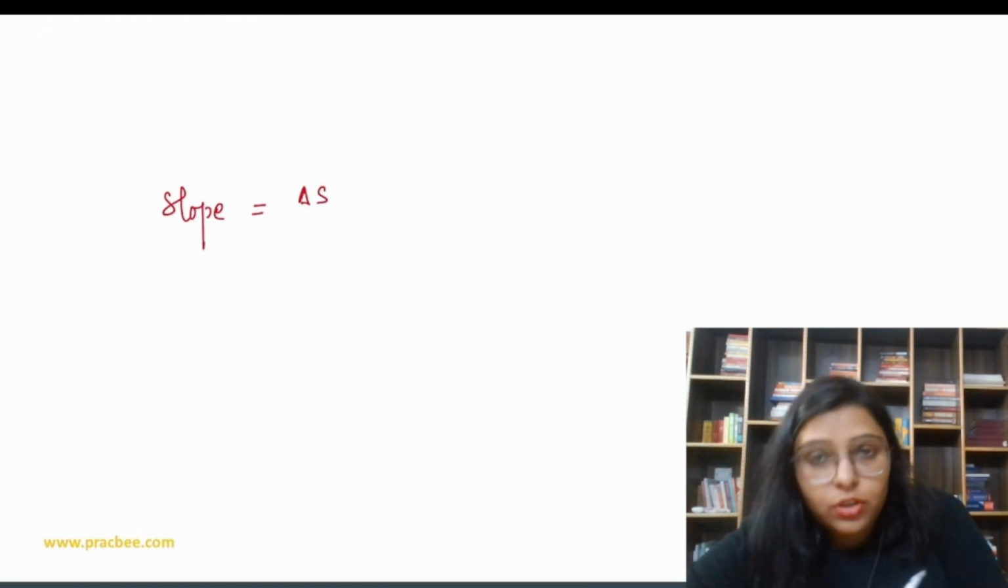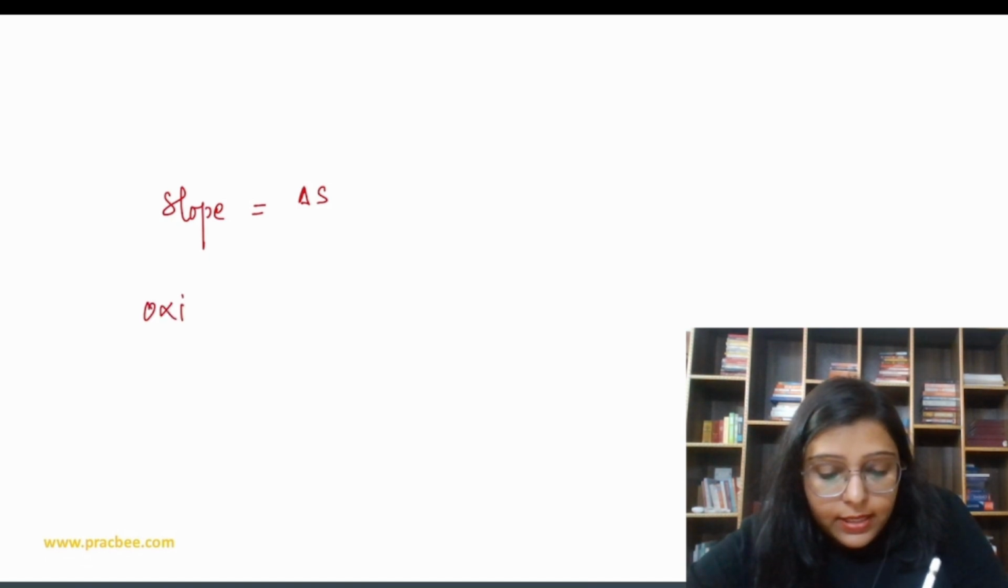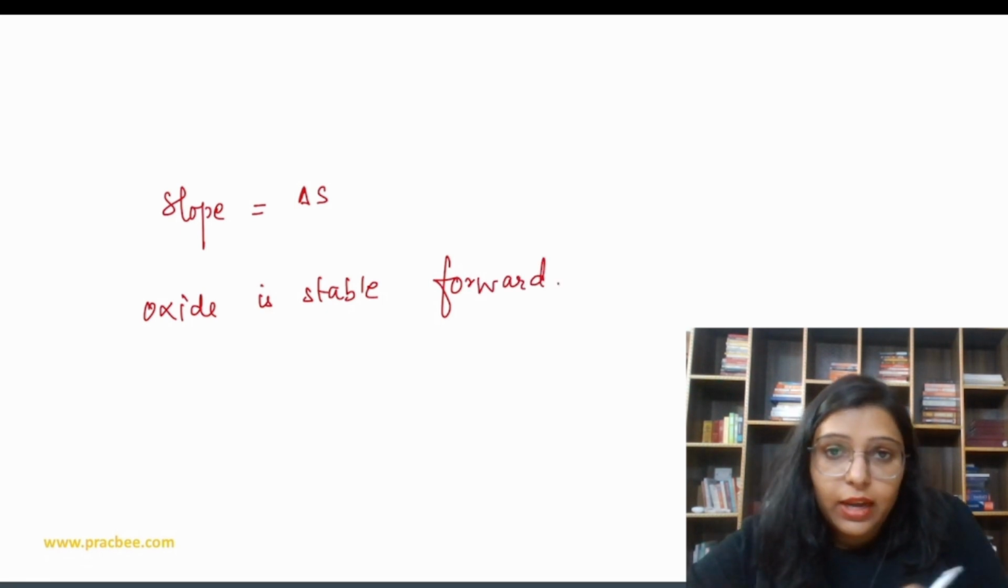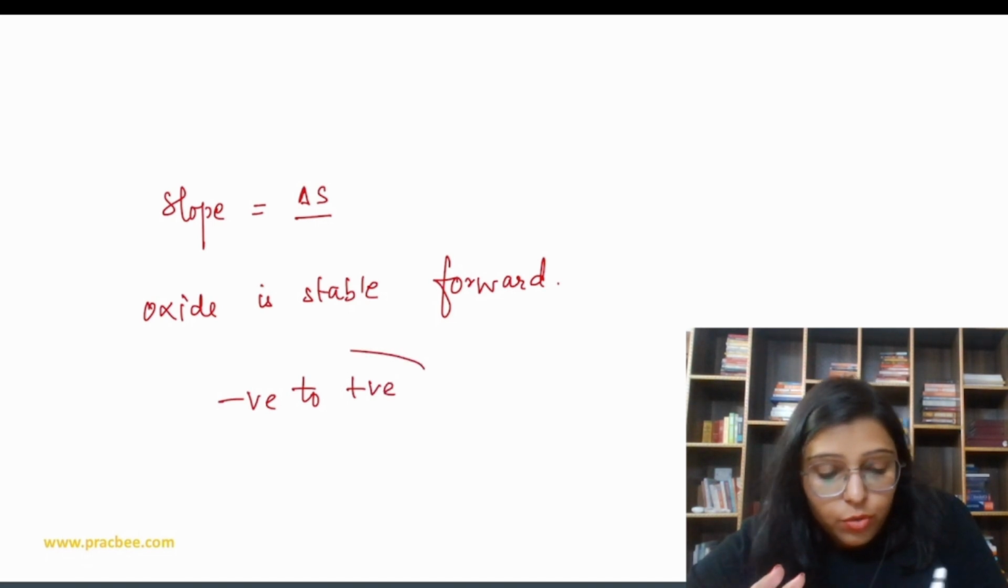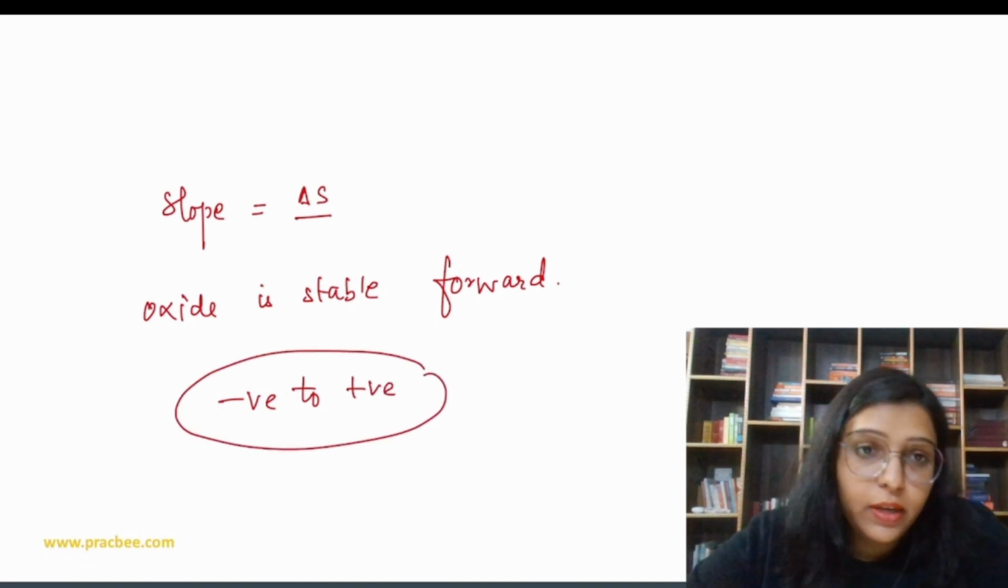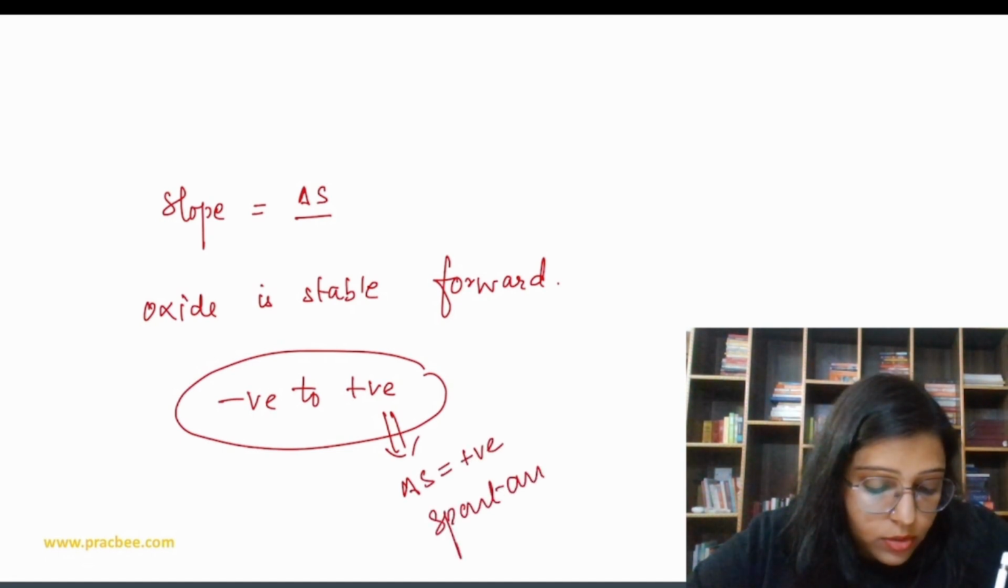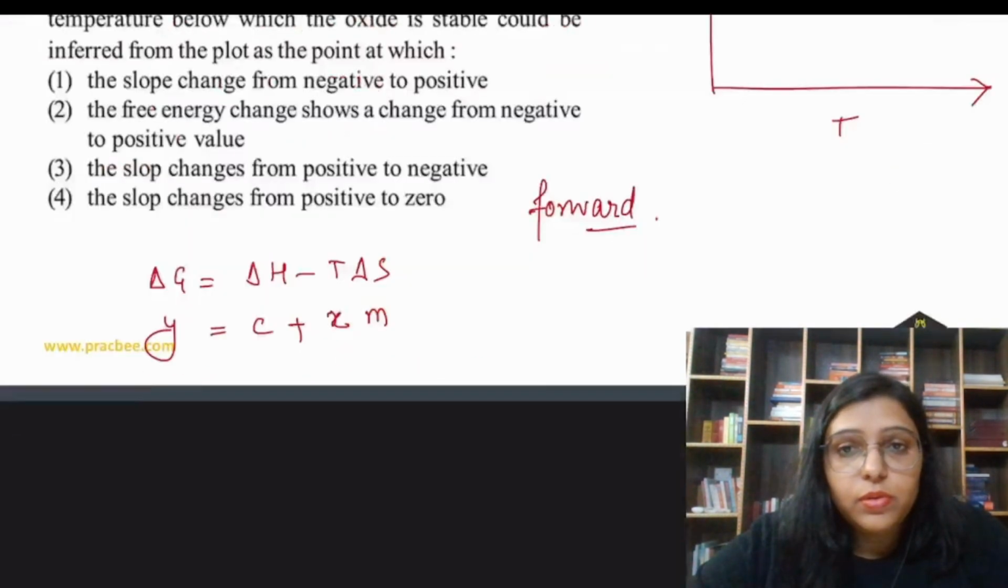is delta H. So if the oxide is stable, then we can say the reaction moves in the forward direction. So what happens? Yes, the slope should change from negative to positive, because if the slope changes from negative to positive, then delta S becomes positive, and that is for the spontaneous process. That is for the spontaneous process, right?